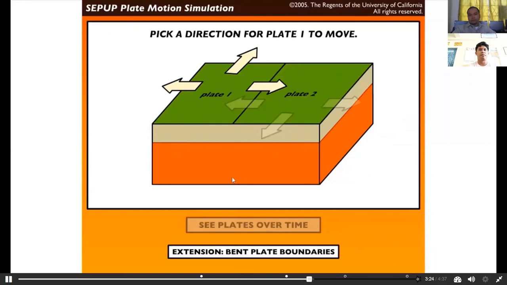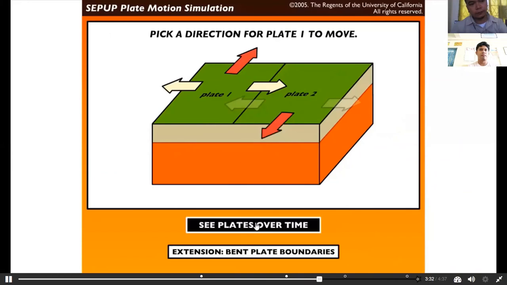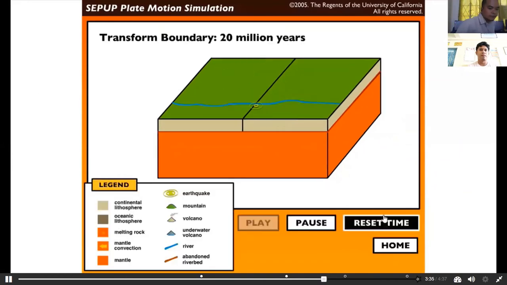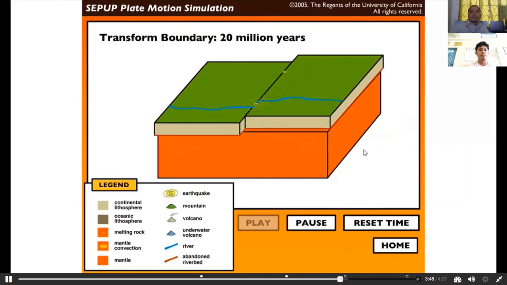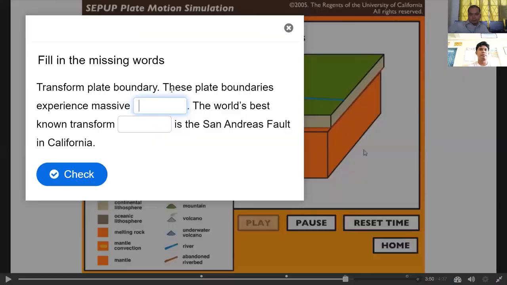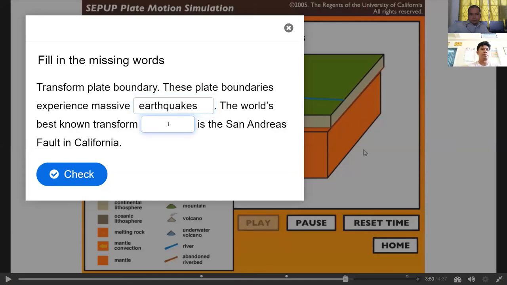Next. So another, we have also transform boundary. So let's pick this one and then run. So what is that geologic event that is happening? Again, icon, click. Earthquakes. The world's best known transform fault boundary.